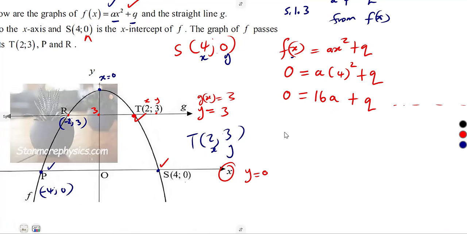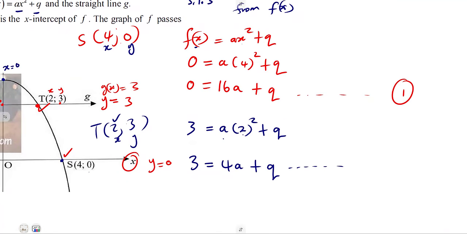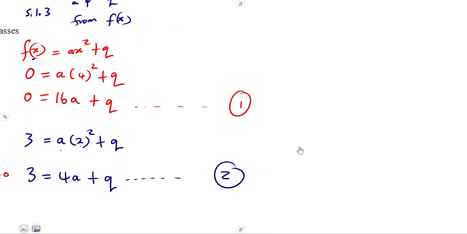F of x, that's y. So 3 is equal to a times our x, that's 2, so it's going to be 2 squared plus q. So 3 is equal to 2 squared, that's 4, times a, so that's 4a plus q. All right, so that's another equation that we have formed, which has got a and q. So this will be our equation 2. We can solve these two equations to find a and q simultaneously.